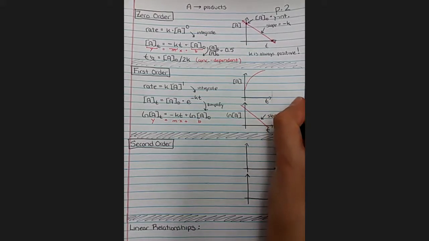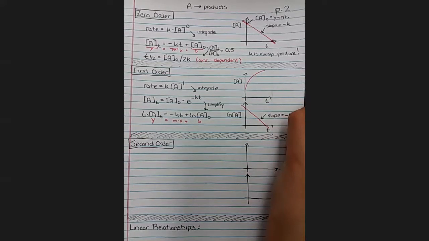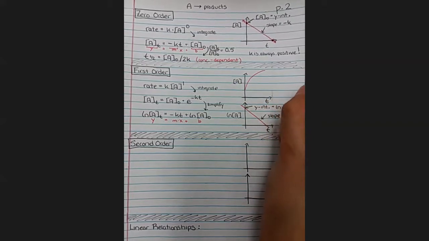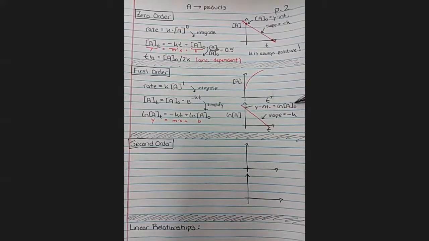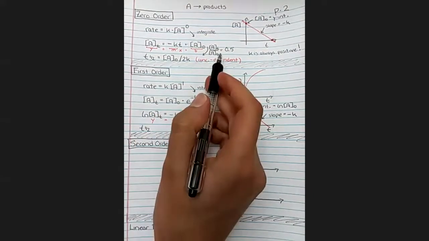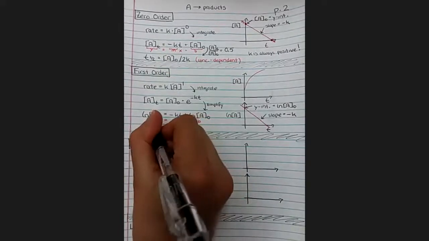We can get the slope, which is equal to negative k, and we can get the y-intercept, which is equal to natural log of the initial concentration. So we can't get the initial concentration quite as easily. We can't just pick the number right off the graph, but we can pick the number off and take e to that number to undo the natural log to find it. And if we were to plug in 0.5 for that fraction of concentrations, we could find the half-life.